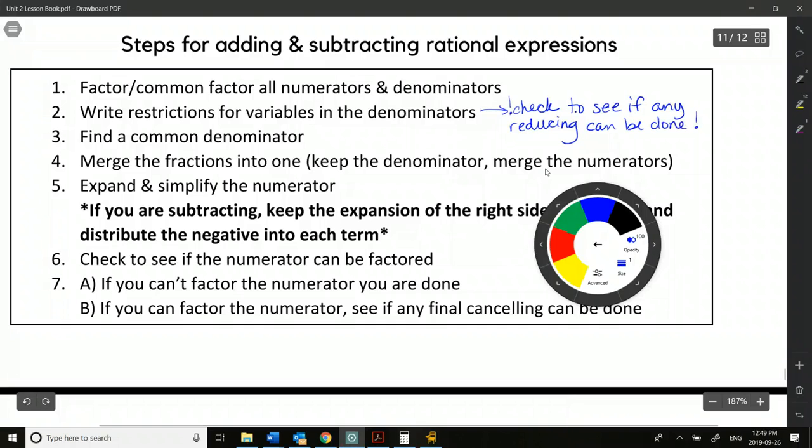If so, then we will reduce the individual fractions themselves. If not, we'll continue along with the steps. Okay, so the next step is to find a common denominator.